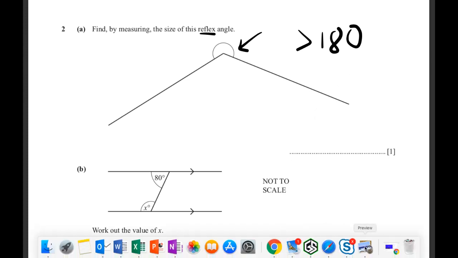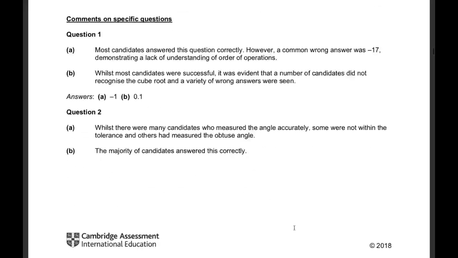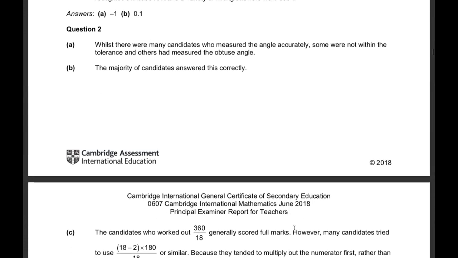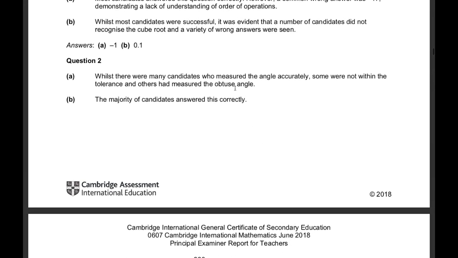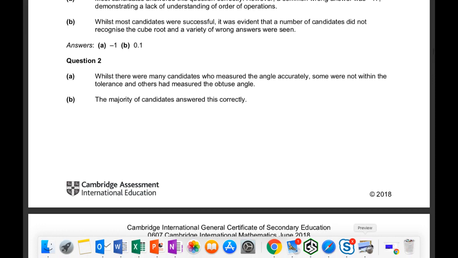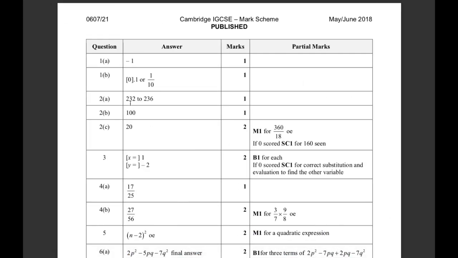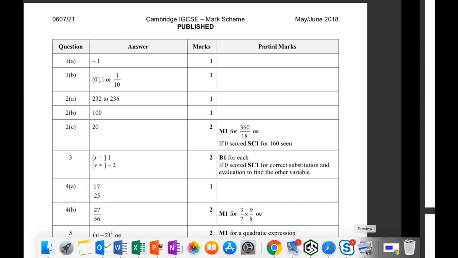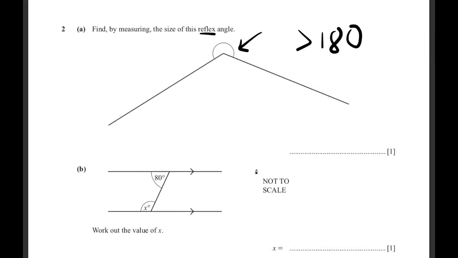If I go now to the answer, question 2a, as you can see, some people did the obtuse answer, and the answer to that question is between 232 and 236. Do make sure you're doing it accurately. They're not going to give you much leeway, so much room to work it out. So make sure you do that one absolutely accurately.